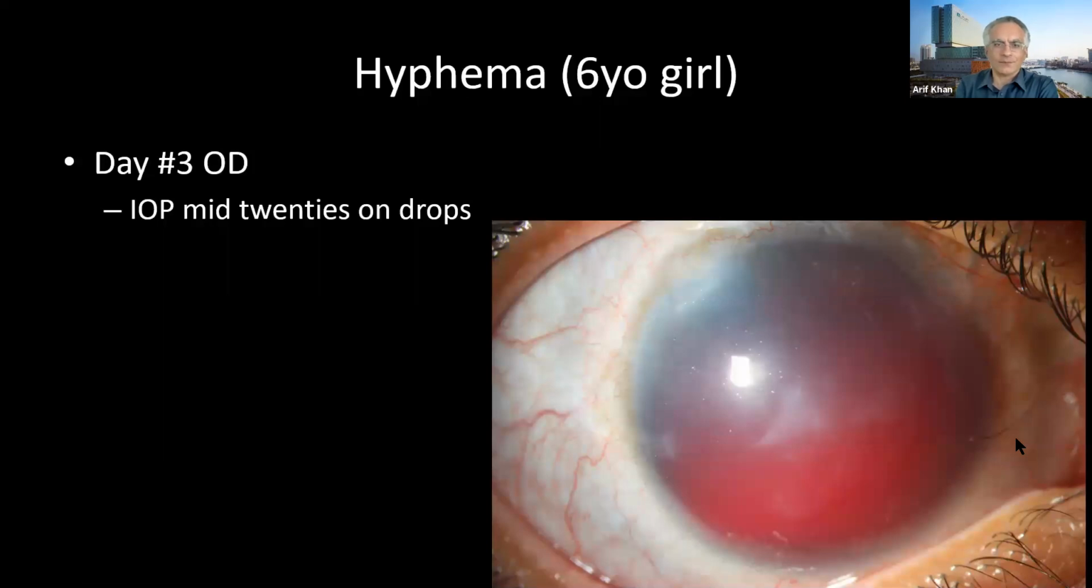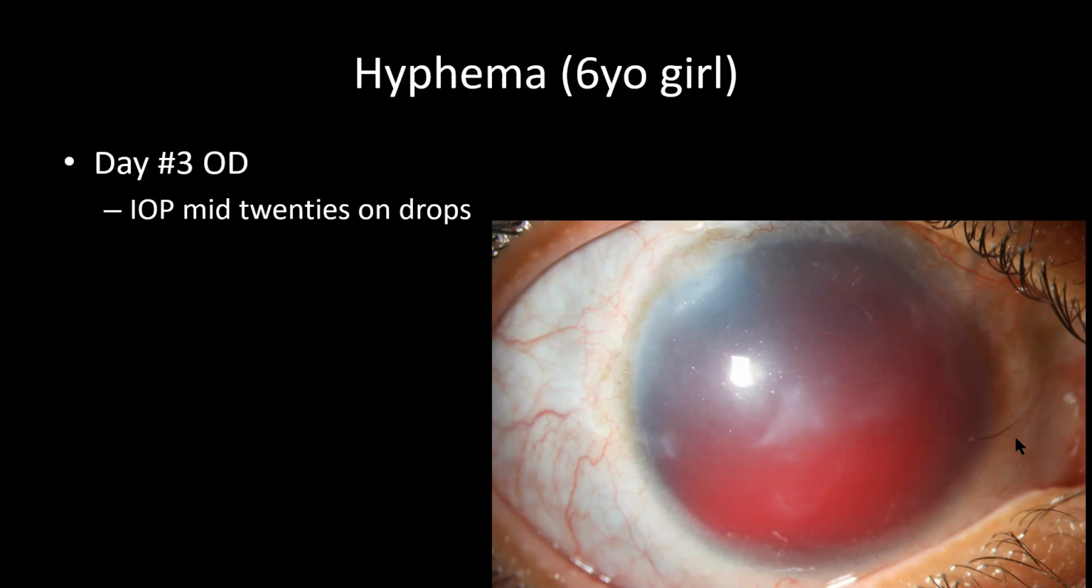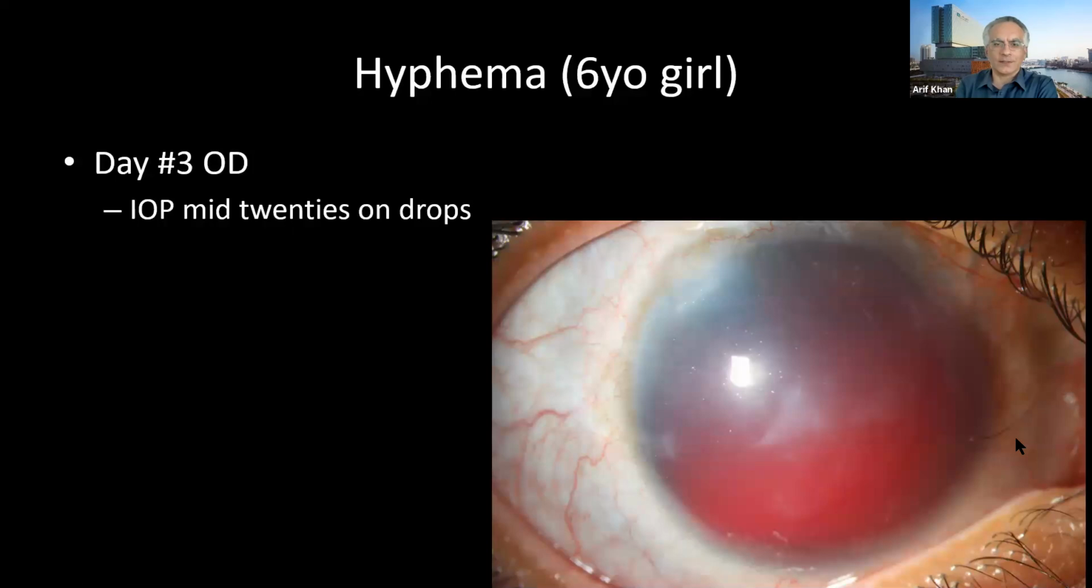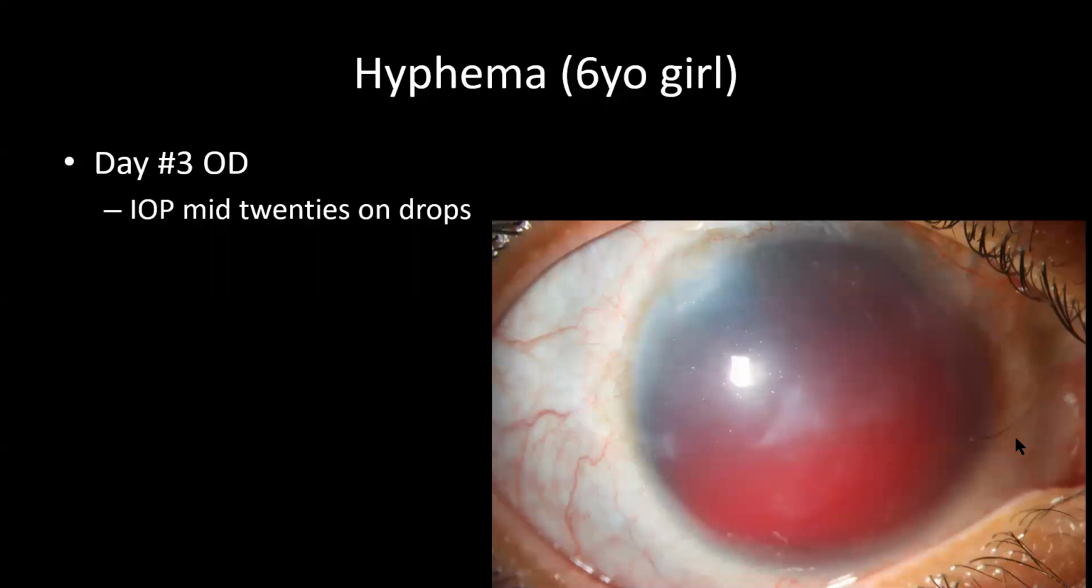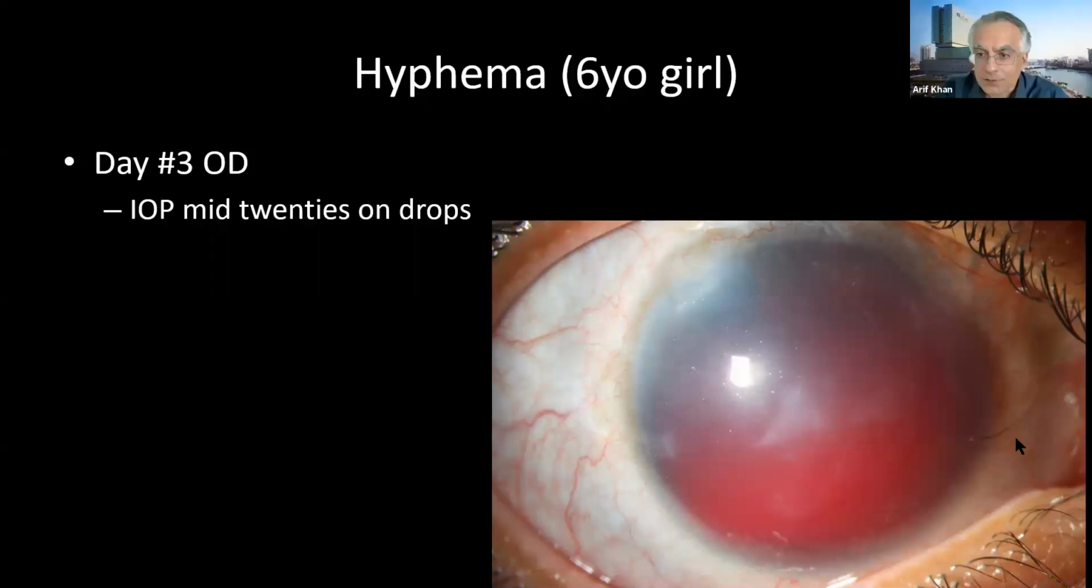So we have to check the IOP again, and also do the scan. Mid-20s. One of the residents mentioned corneal staining. Yeah, so this is a concern. This is a bad situation, and it's a difficult situation.